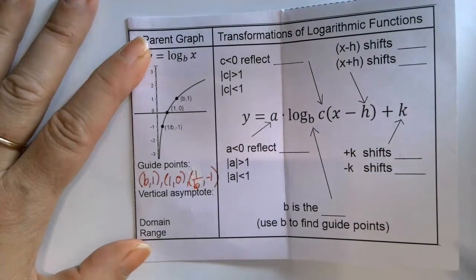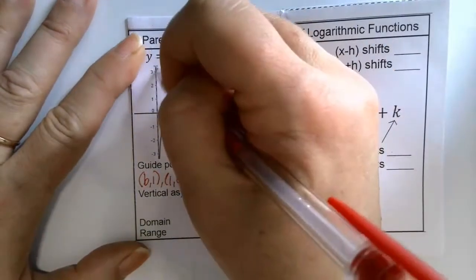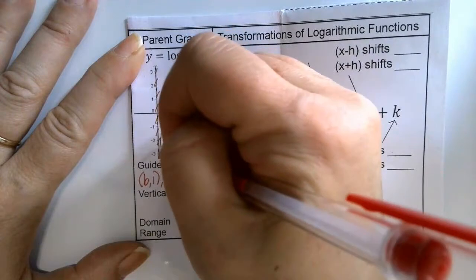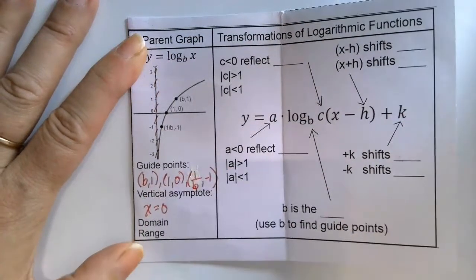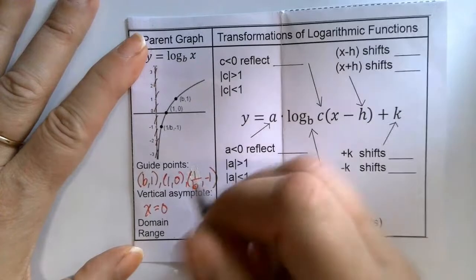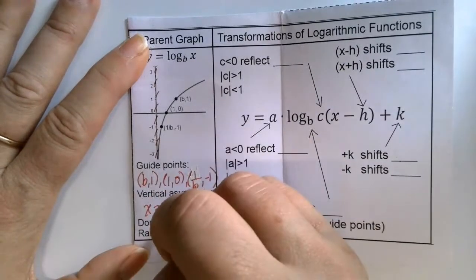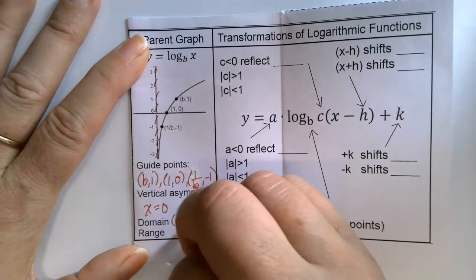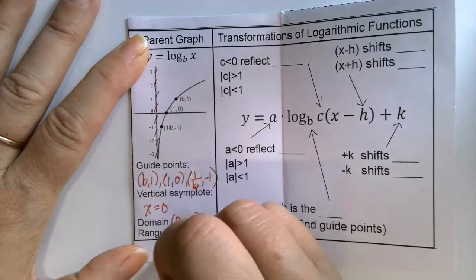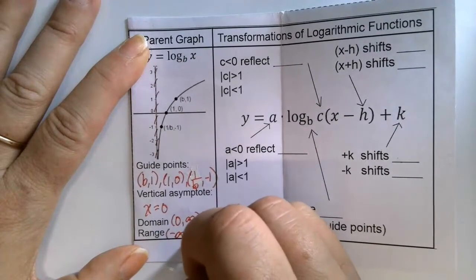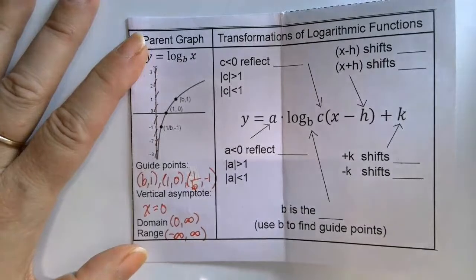The vertical asymptote for the parent graph is along the y-axis, so that's the equation x equals 0. The domain is half-bounded from 0, non-inclusive, to positive infinity. The range is fully unbounded, negative infinity to positive infinity.